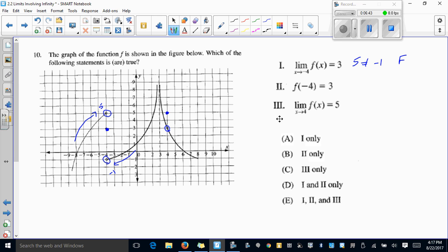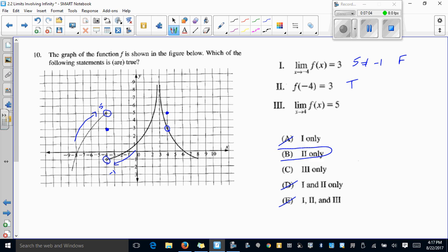Then we look at statement number 2. F at negative 4 is 3. Negative 4, 1, 2, 3. There it is, f of negative 4. This one is true. So I'm going with my answer is B, but please, please, please do get in the habit of checking this one, even though there's no way B and C can be true.